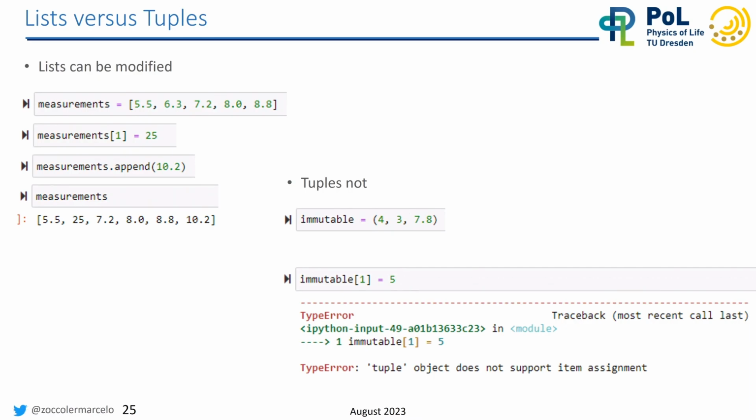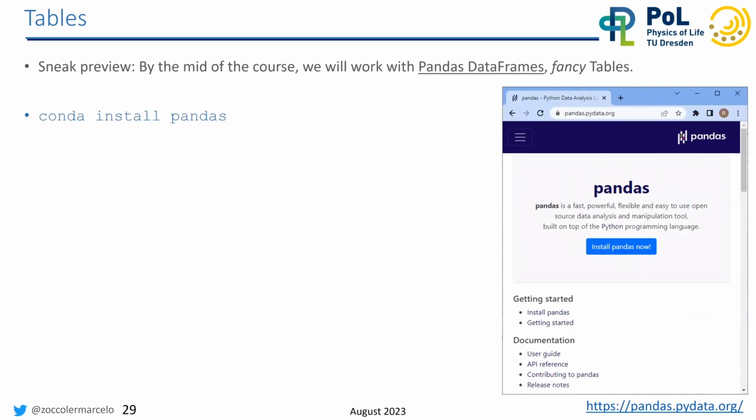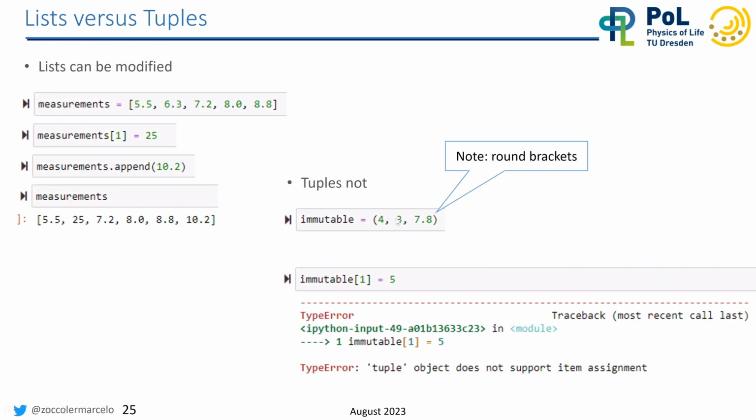So instead of creating a list with the square brackets, you create a tuple with the parentheses or round brackets, and then they are not easily changeable. So you get an error if you try to change it. Of course, this is Python, so there are ways that you can turn this into a list and really change it. But this is a good hint that these values are not meant to be changed.